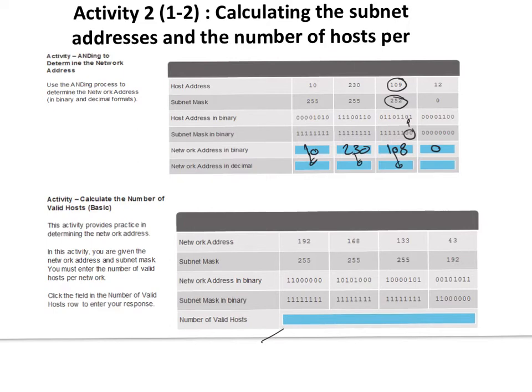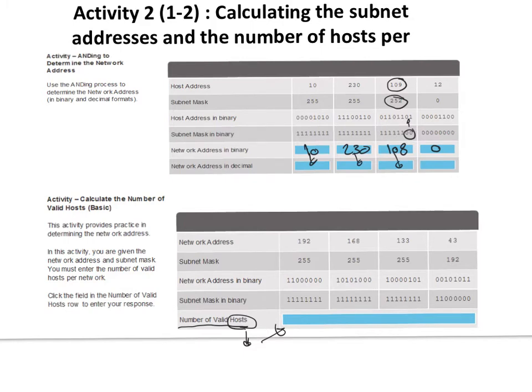Here we are required to calculate the number of hosts per subnet. Right now we're talking about one subnet, but later on we will be asked to calculate how many subnets, what is the IP address of each subnet, and the number of hosts per subnet for each one. Here we are required to calculate the number of valid host addresses, and you need to focus on this part: host addresses, and not addresses.